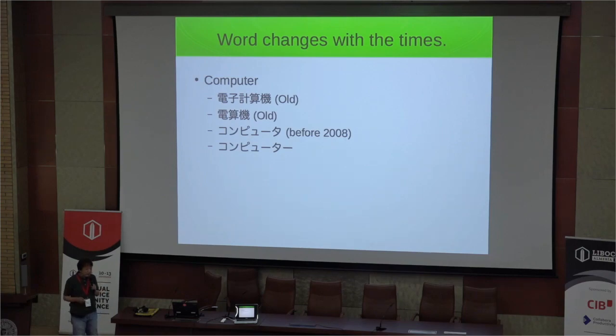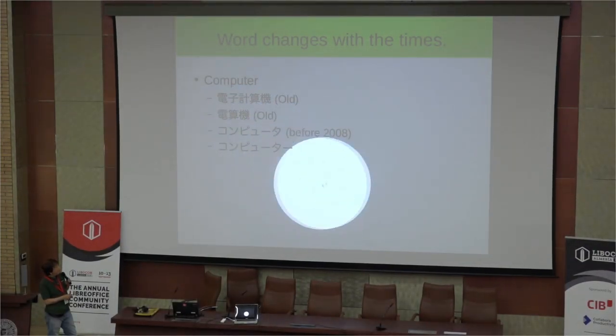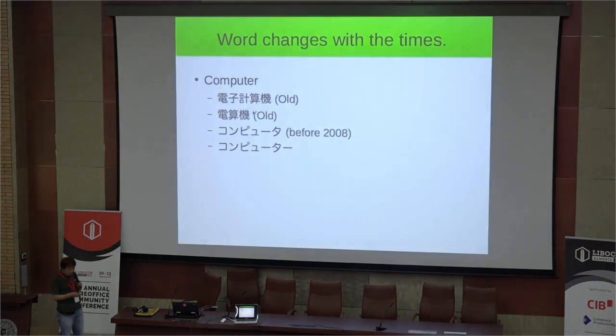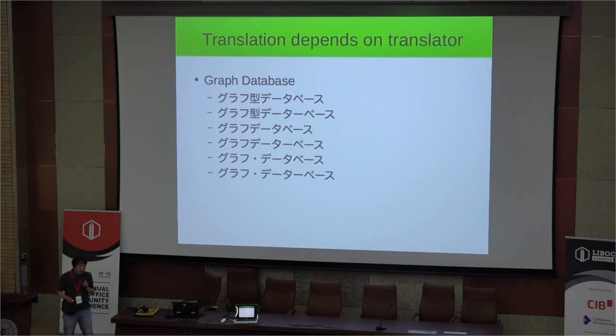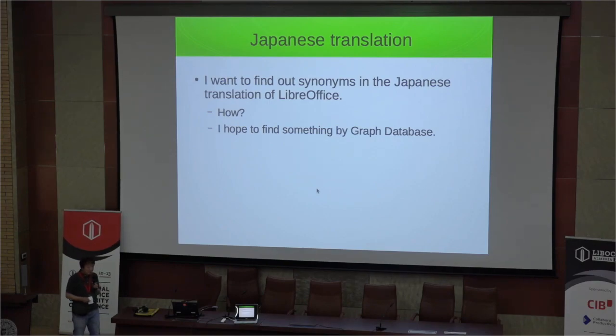So what changed with the times? Computer, an old one, denshi keisanki, to current, now we use a computer, this one, I think. Before 2008, this one. So, and the graph database is all Japanese are correct. So I want to find out synonyms in Japanese translation of LibreOffice. How? I hope to find something by graph database, I think.